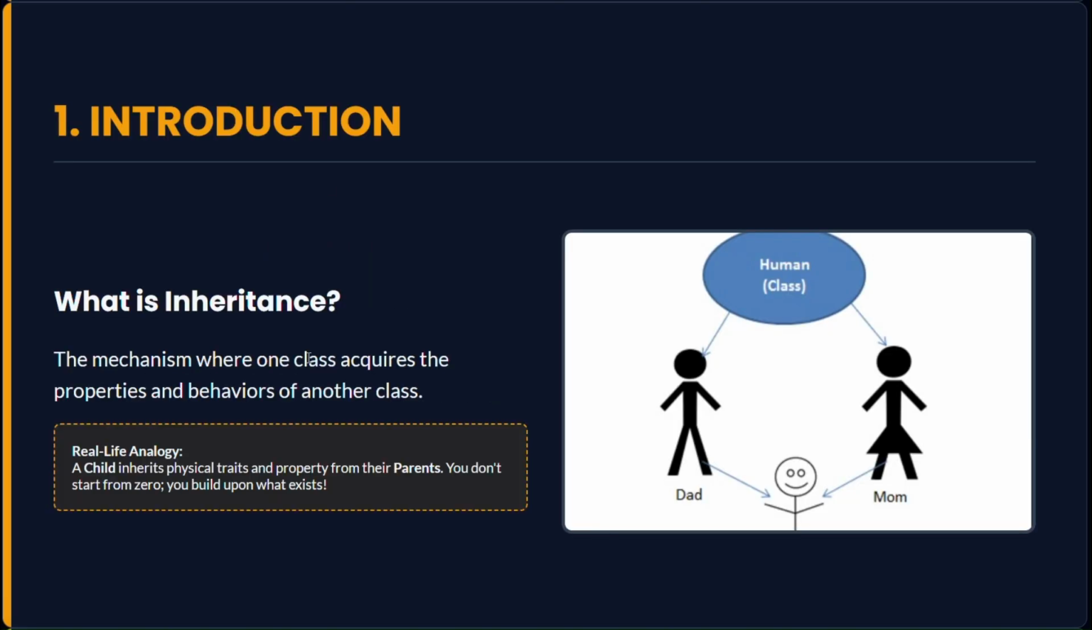So, what is inheritance? In simple terms, it's the mechanism where one class acquires the properties and behaviors of another class. Think of it like a parent and a child. A child inherits physical traits like eye color or height from their parents. They might also inherit property or a house. In the same way, in Java, a child class inherits properties like variables and methods from its parent. You don't have to write the same code from scratch. You simply inherit it and add your own unique features on top.